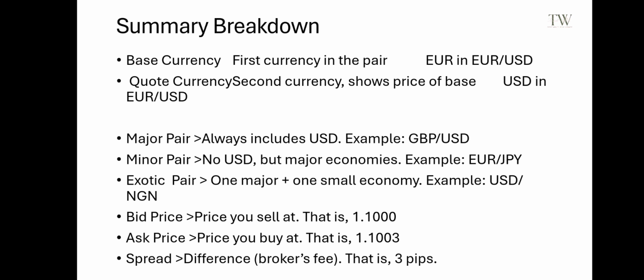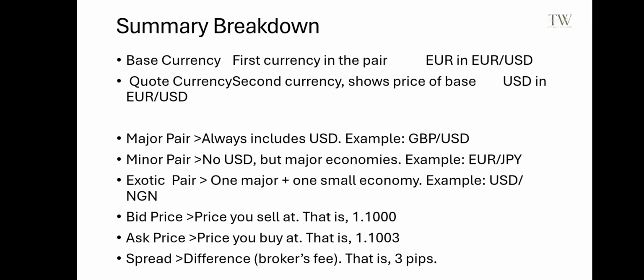Now the base currency, like we said before, is the first currency in the pair. That is the EUR in the Euro USD pair. Then we have the quote currency, which is the second currency, which shows the price of the base, USD in the Euro USD.